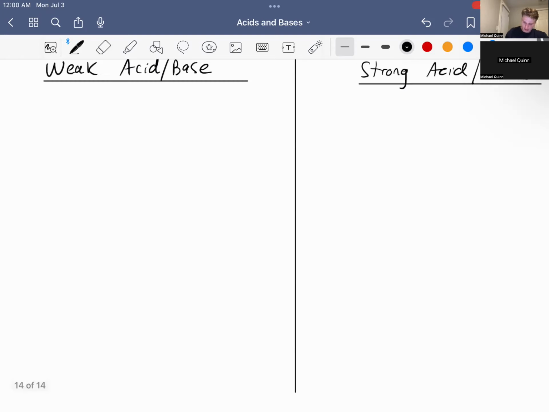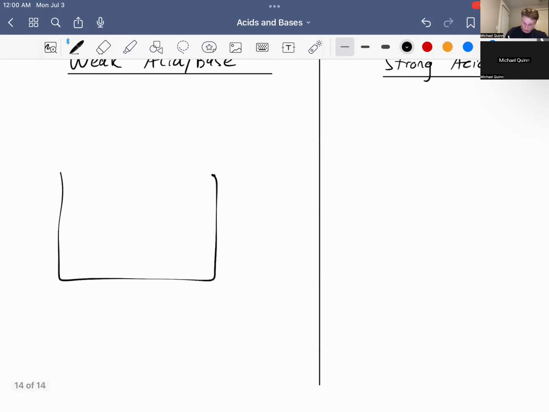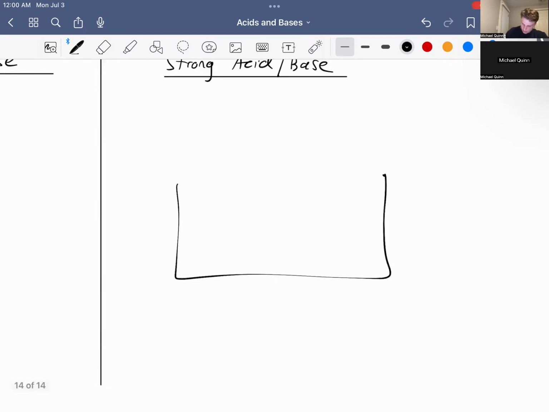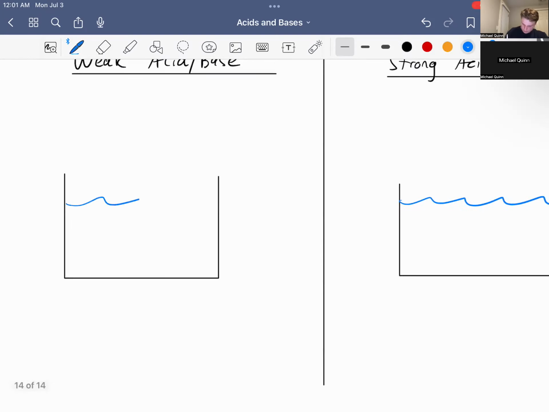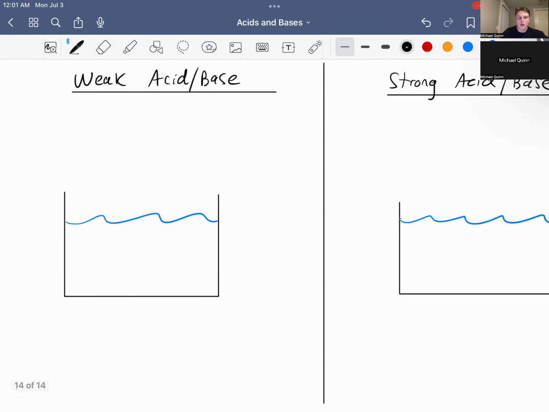So in both cases, let's say we have a beaker of water. So we have H2O in our beaker. Okay, now let's say we are working with an acid. So let's say this is our weak acid that we are going to put into the water. And as we know, this is going to form H3O plus and A minus.